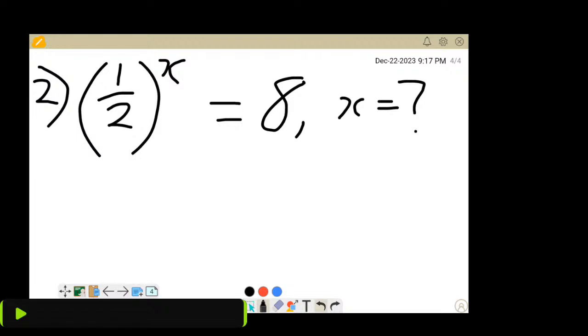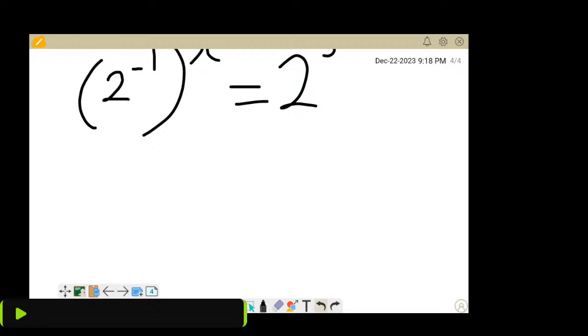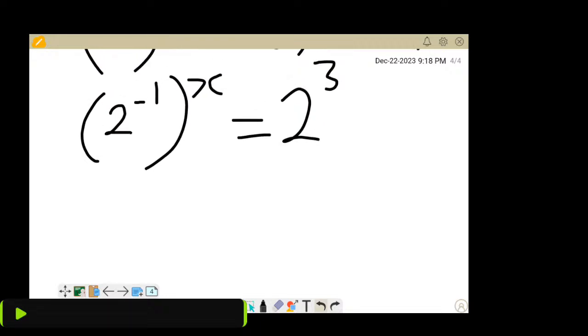To start with, what is in the bracket, we can turn to 2 raised to the power minus 1. That is the reverse of the negative index. And this 8 can be written as 2 raised to the power 3. Having that, we can easily do something here. When we apply the third law, we have 2 raised to the power minus x equal to 2 raised to the power 3.